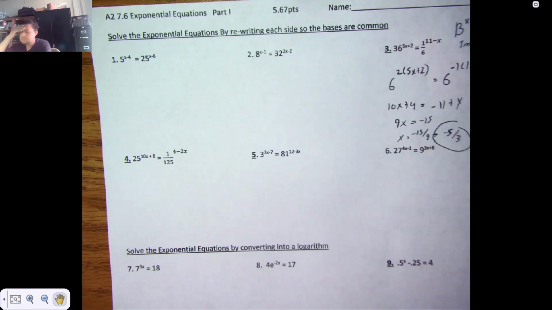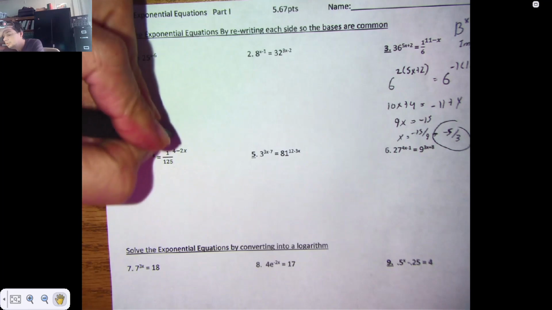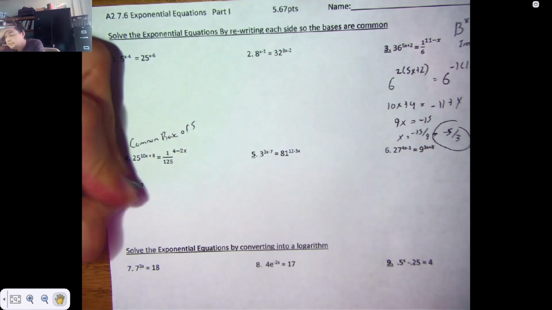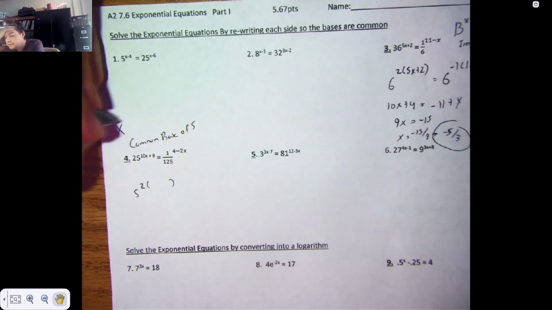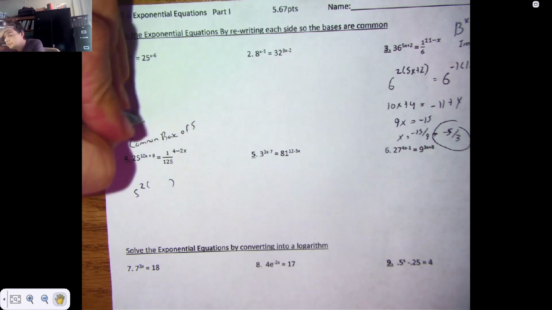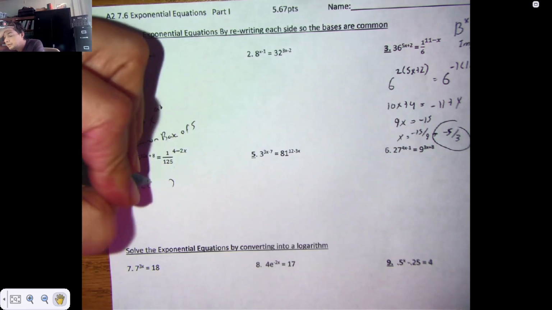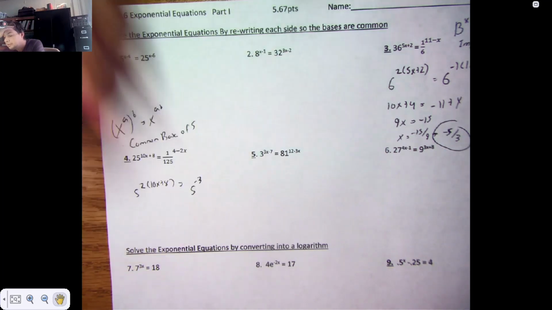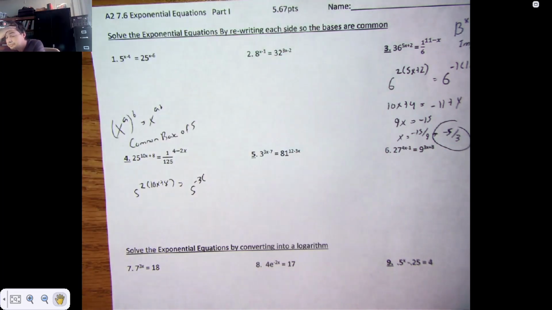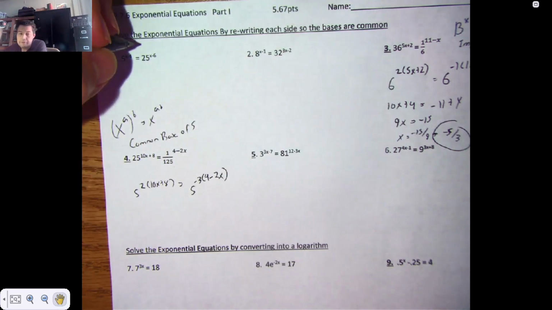Number 4 is actually a lot like number 3. Here I'd choose a common base of 5. 25 is 5 squared. And just think about, I'm also using that property here, x to the a to the b. That's what I'm using. I'm using properties or rules of exponential functions. And I got the 10x plus the 8 still up there. 1 over 125 is 5 to the negative third power. You're supposed to know your cubes. You are. You just do the rewrite.